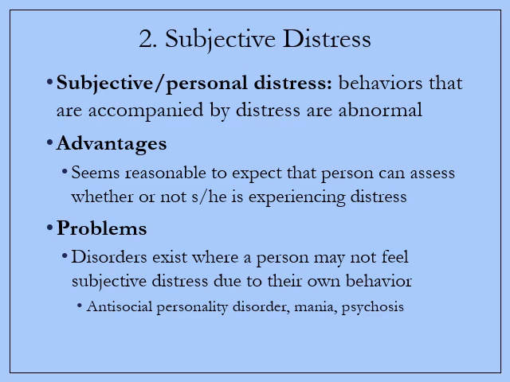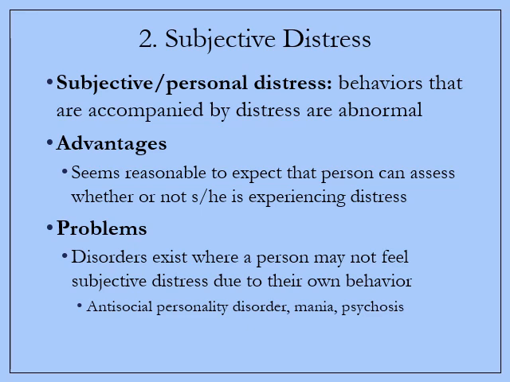Abnormal behavior is also sometimes defined as behavior that causes subjective distress in the person exhibiting the behavior. One advantage of this definition is that it seems reasonable to expect that a person would be able to report or assess whether or not they are experiencing distress. So a person comes into your office and they would likely be able to clearly articulate whether or not they're distressed.